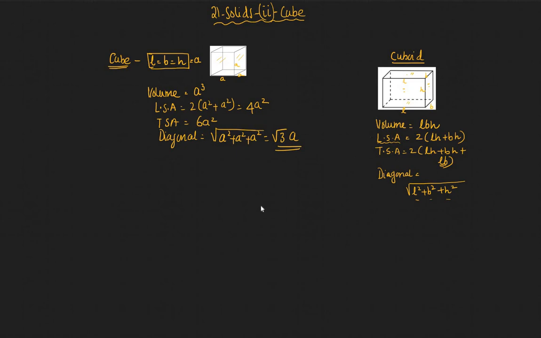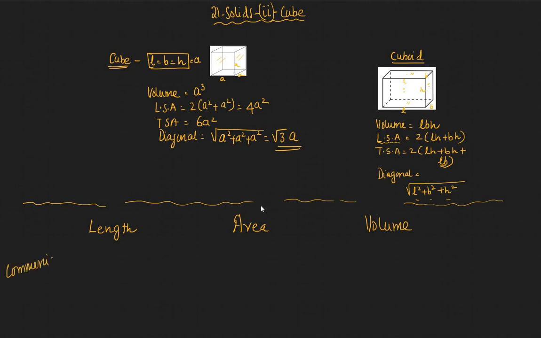Next, let's ask this question: in real life, why do you need to know the measurements? Say various measurements, for example length, area and volume, right? Why do you need to know this? So let's look at a very simple commercial use. Let's say, where do you want to find length? Let's say when you buy a cloth.